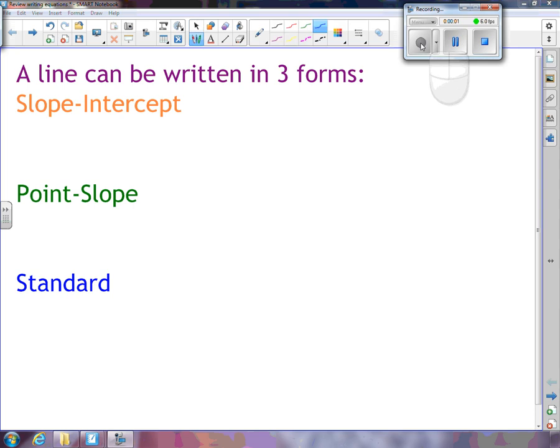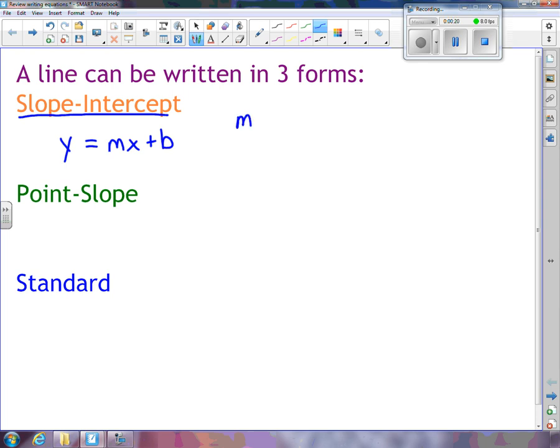Everybody. Today we're going to review how to write an equation of a line. A line can be written in three forms. The way that you're probably most familiar with is slope-intercept form. Slope-intercept form is written y equals mx plus b. If you remember, the m stands for slope and the b stands for y-intercept.